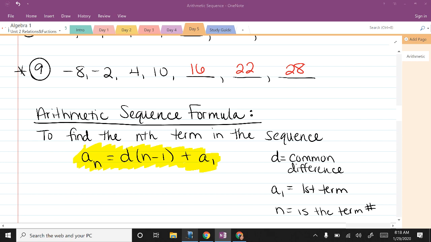And I'm about to explain what they all mean. Just copy it. What the heck is it with the A's? Right here, A sub 1 equals the first term. A sub 1 equals the first term. N is the term number.